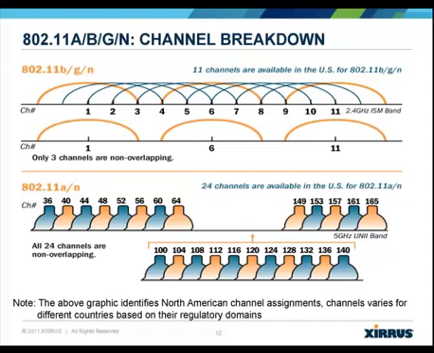One of 11N's advantages is the ability to combine channels to get the higher data rates of 300 megabits per second and higher. With 2.4, you only have 3 channels you can combine. With 5 gigahertz, obviously you've got up to 24 channels you can combine. A lot more capacity in that way.